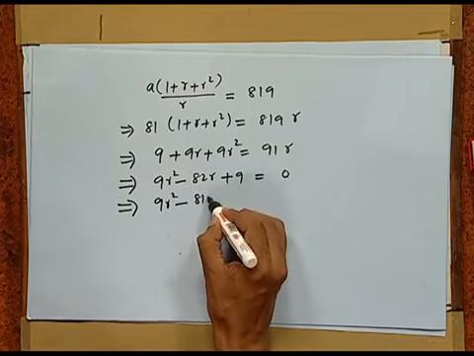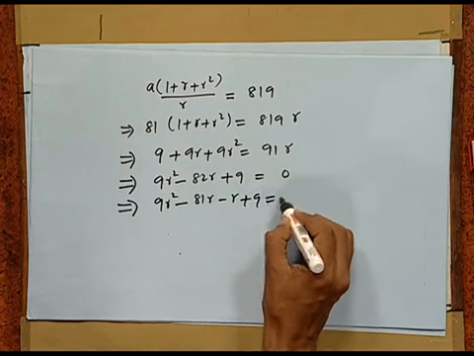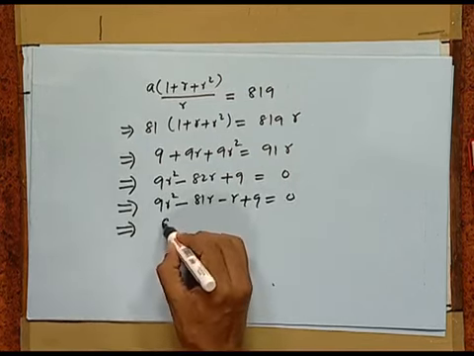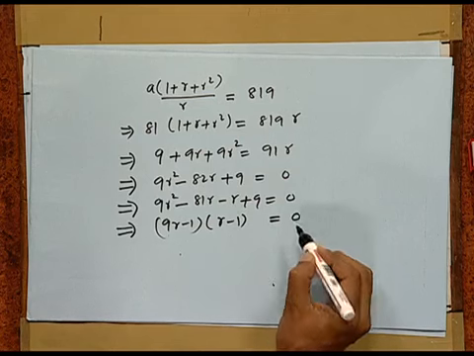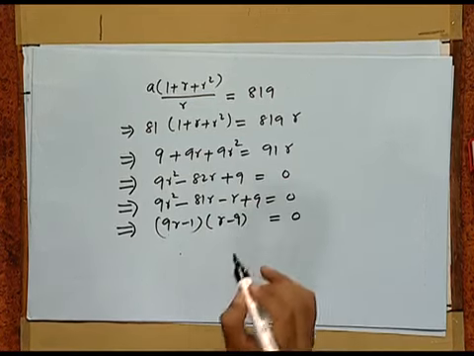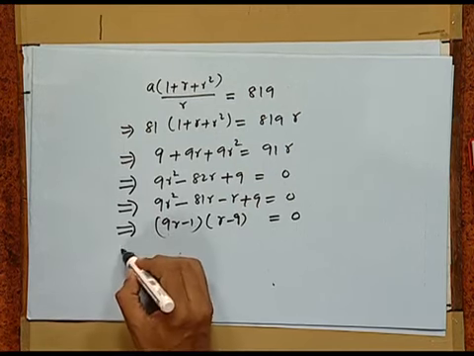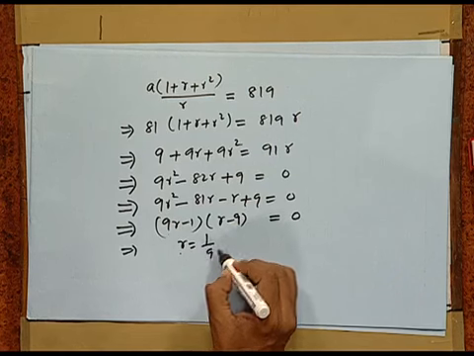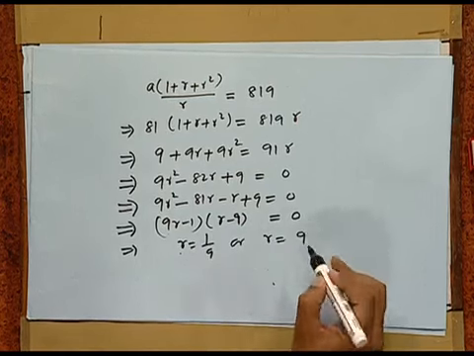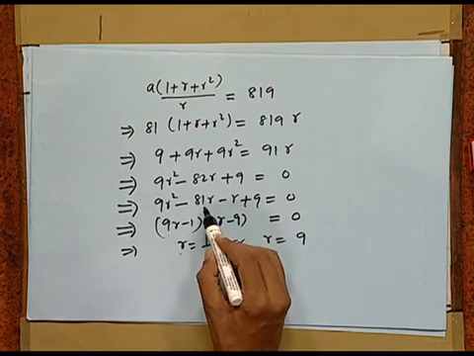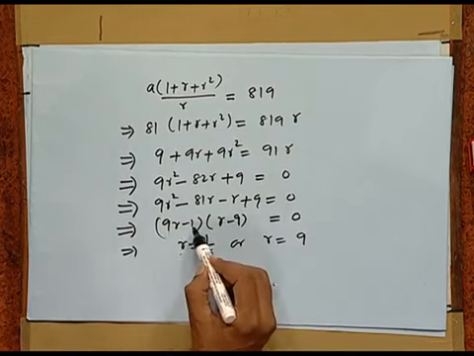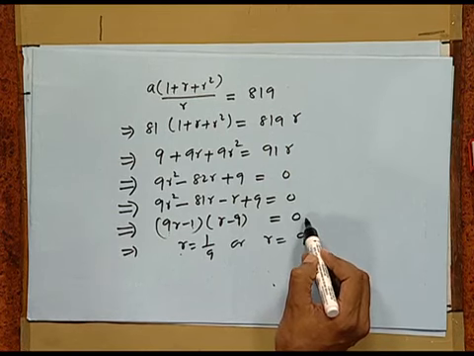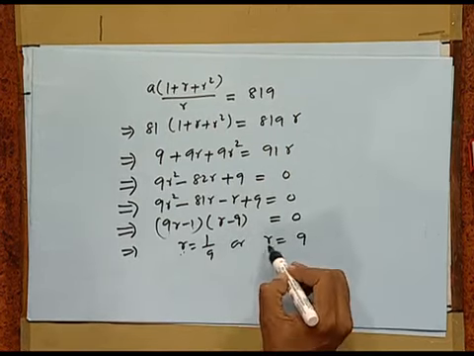By splitting the middle term, we get 9R square minus 81R minus R plus 9 equals 0, which comes to be 9R minus 1 times R minus 9 equal to 0. So, we have R is 1 by 9 or R is 9.